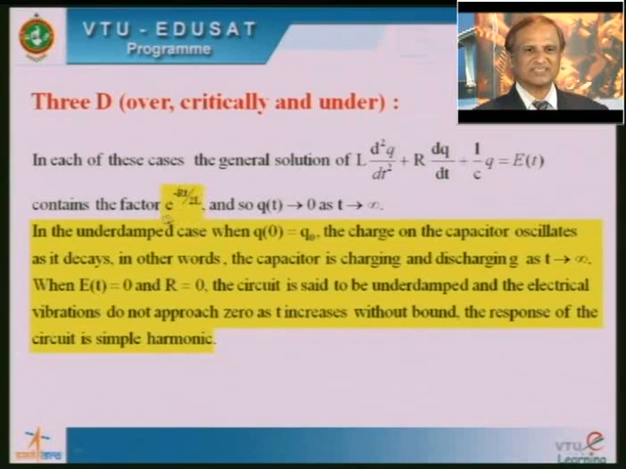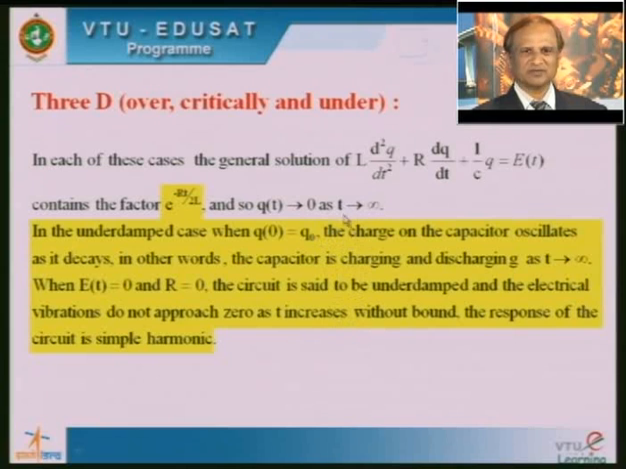How we have discussed in the earlier cases, the value of Q of t, the charge, may tend to 0 as t tends to infinity, right? In case of under damped, Q of 0 is equal to Q naught, say some constant, right? The charge on the capacitor oscillates as it decays. Is it clear? So it means initially you may get a damping.